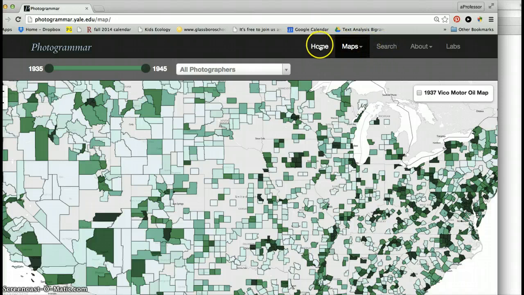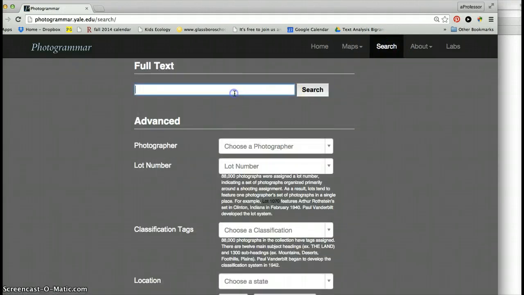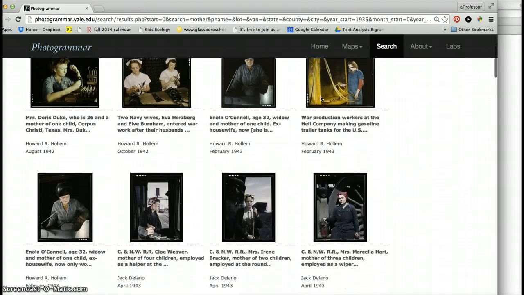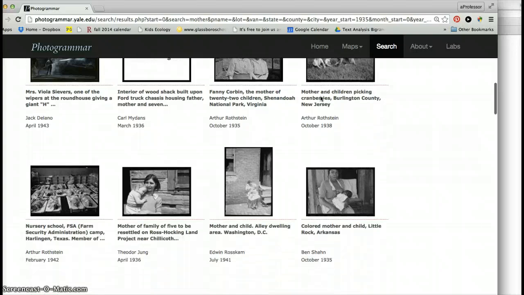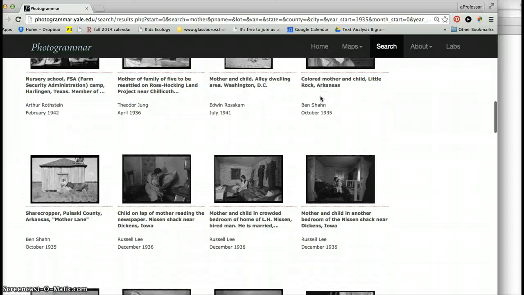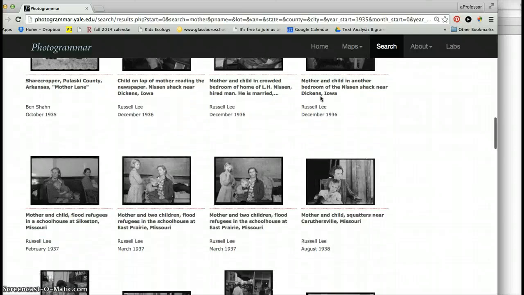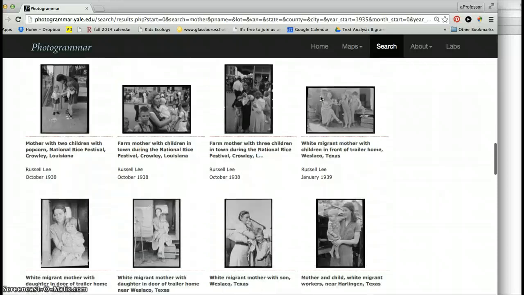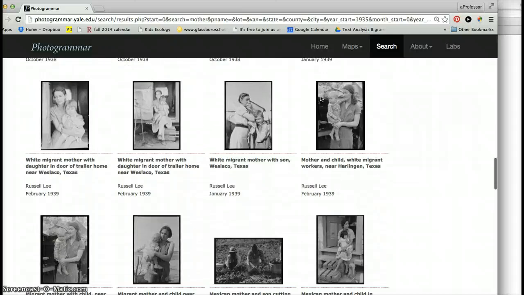You can search by a variety of interfaces and you can change the maps. In this case, what we're going to do is search simply for mother for the assignment we are doing. The important thing here is not the image that you pick, but that you pick an image that speaks to you. We are, of course, going to be comparing the images you select to the most famous image of the Great Depression, Dorothea Lange's Migrant Mother. I want you to think about why that image in particular has become the iconic image of the Great Depression.